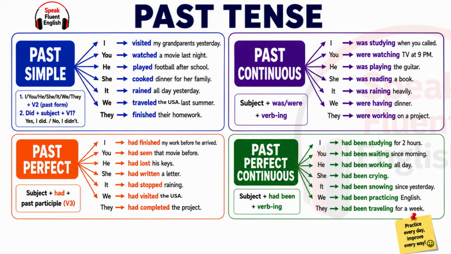Past continuous. Next, we'll learn the past continuous. We use the past continuous to describe actions that were happening at a specific time in the past. For example, I was studying when you called.